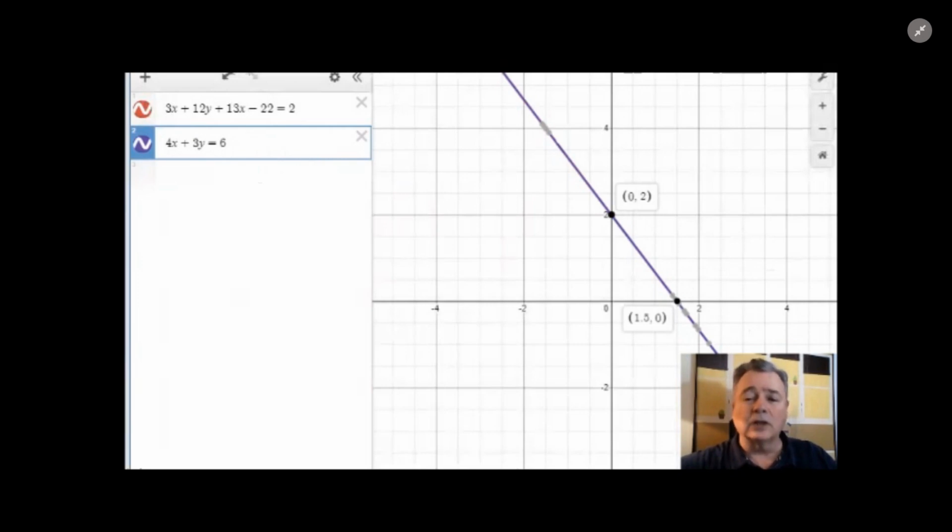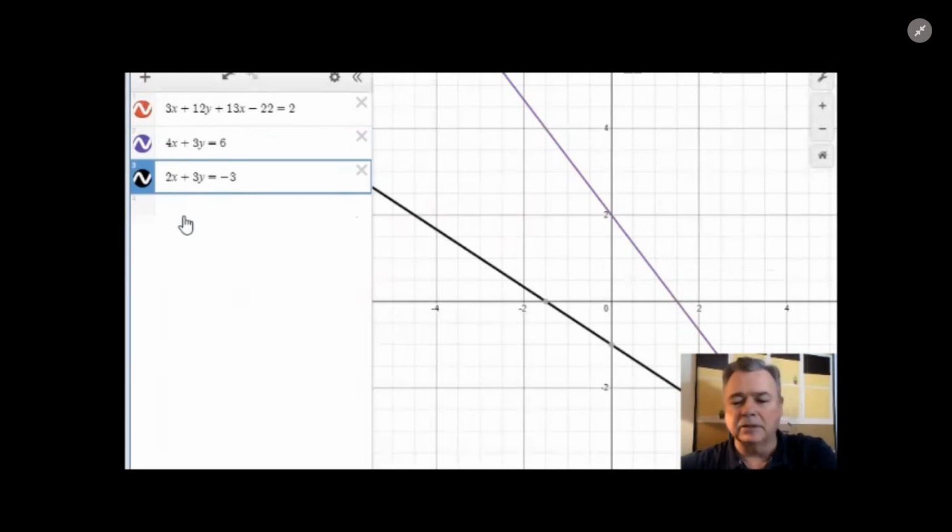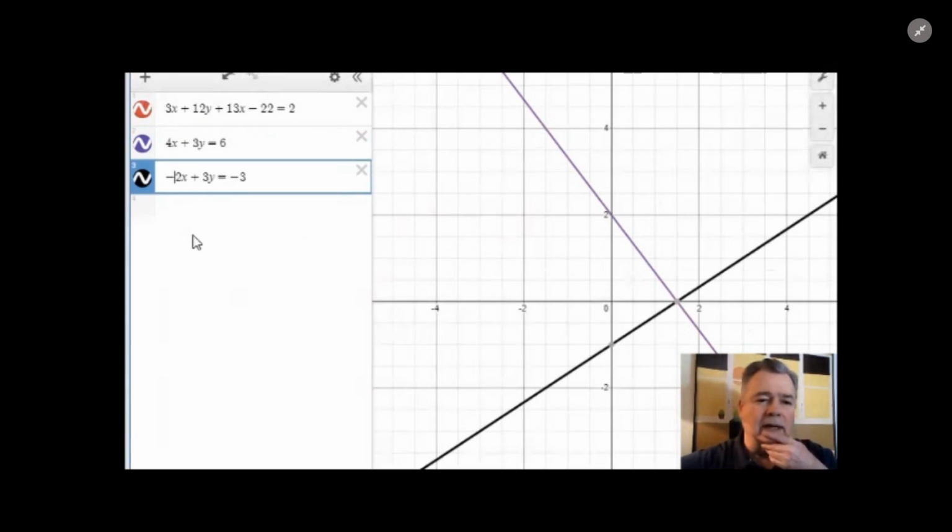The standard form is also useful for solving systems of linear equations. Consider the equation minus 2x plus 3y equals minus 3. Let's enter that one in. Now, if we want to determine where these two lines intersect, we use either the substitution or the elimination method.